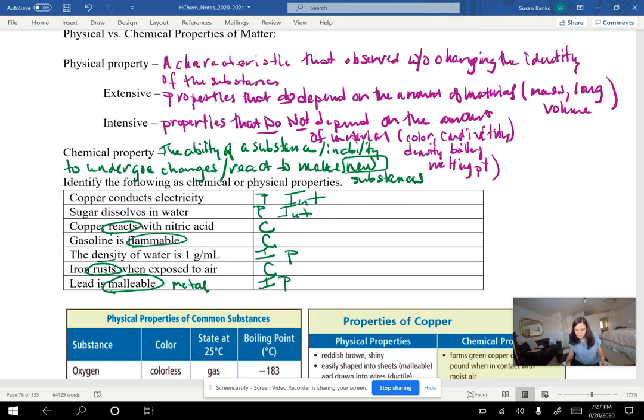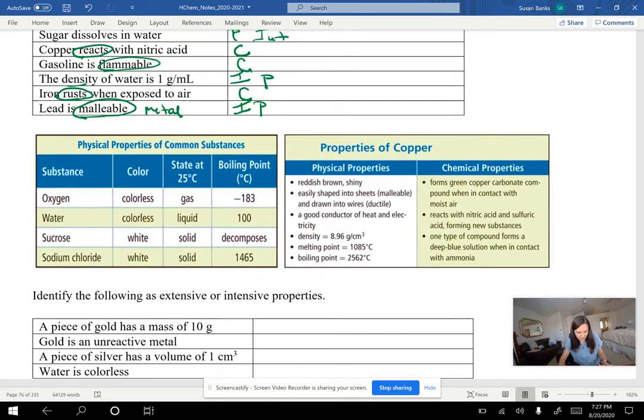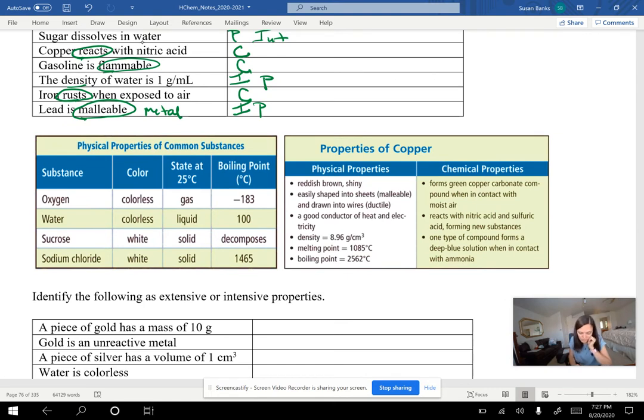Okay, how'd you do? All right, so let's look at copper and its physical properties here. It's reddish brown and shiny. It's easily shaped into sheets. It's malleable. I can draw it into wires. That's a different thing, called ductility. It's ductile. It's a good conductor of heat and electricity. It has a density of almost 9 grams per centimeter cubed or milliliter. Its melting point is a little over 1,000 degrees, and its boiling point is about 2,500 degrees.